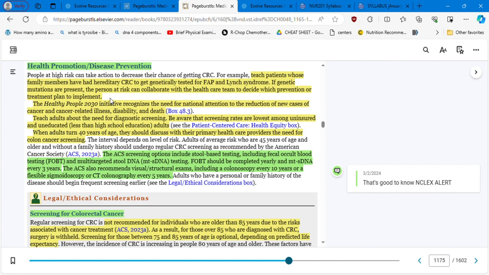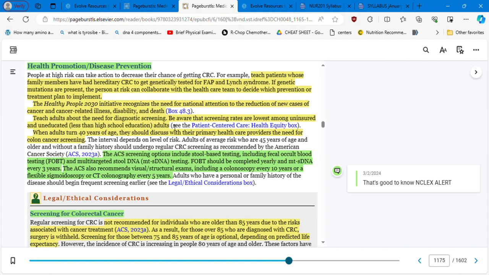Okay, so the Healthy People 2030 initiative recognizes the need for additional attention to the reduction of new cases of cancer and cancer-related illness, disability, and death. Teach adults about the need for diagnostic screening. Be aware that screening rates are lowest among uninsured and uneducated adults, those with less than a high school education. Although I've seen many patients that do not have health insurance, they are willing to pay out of pocket for this screening. There are many of them, okay? But still, you need to promote and teach.